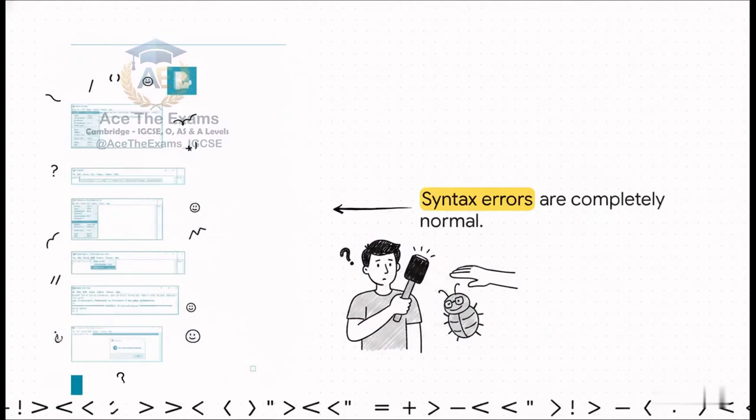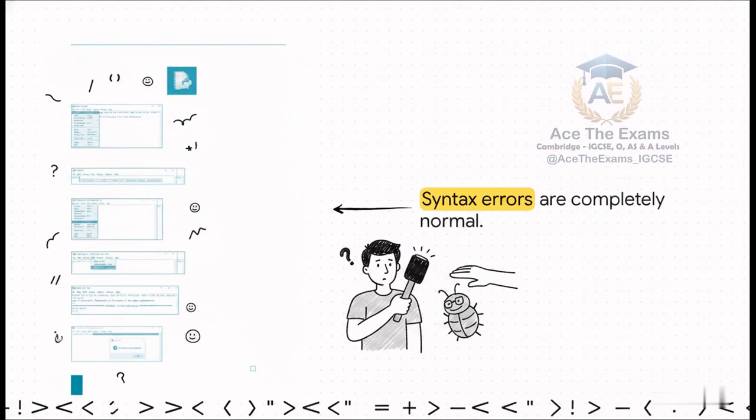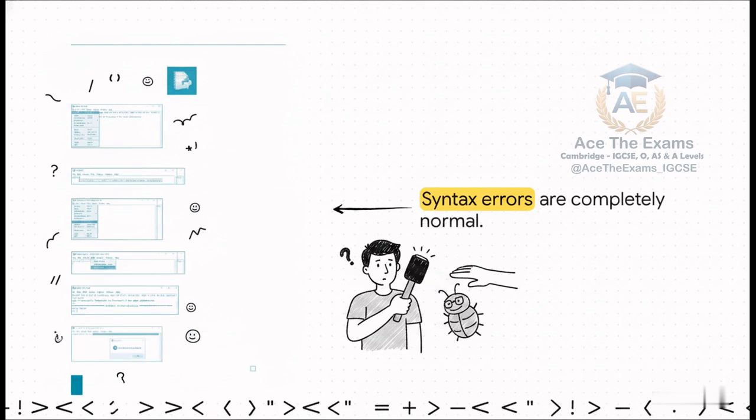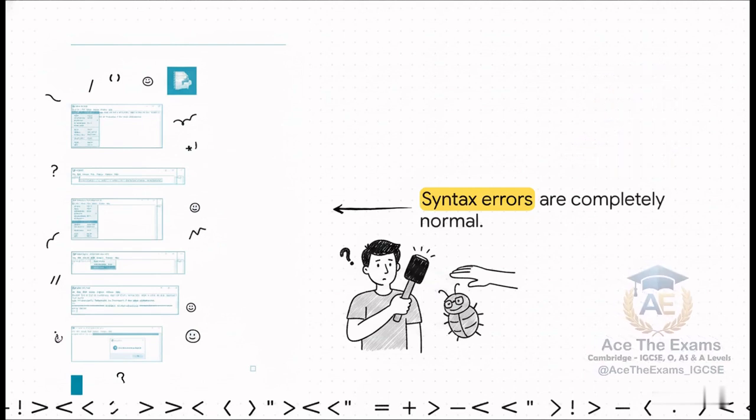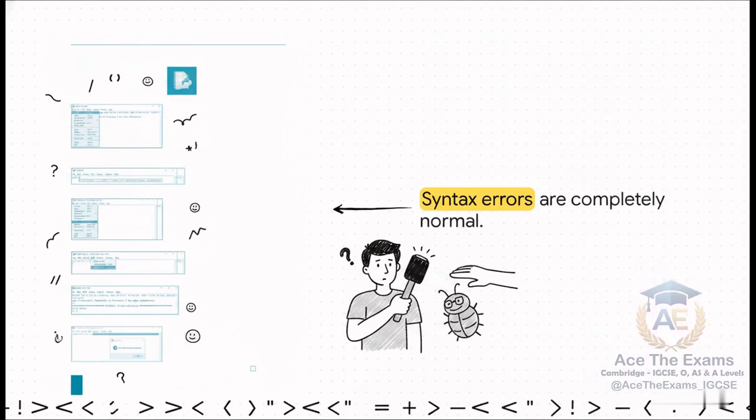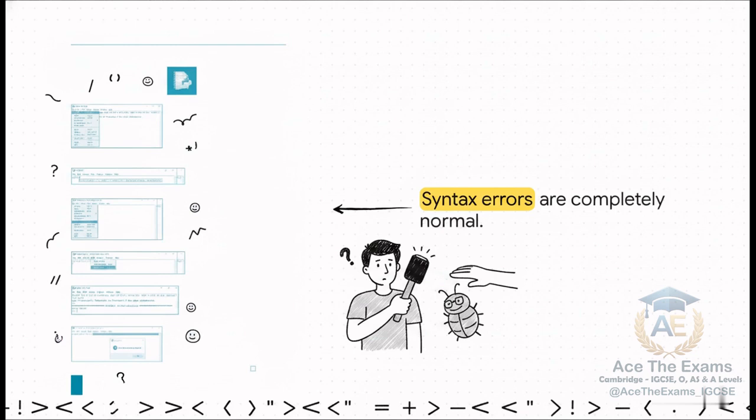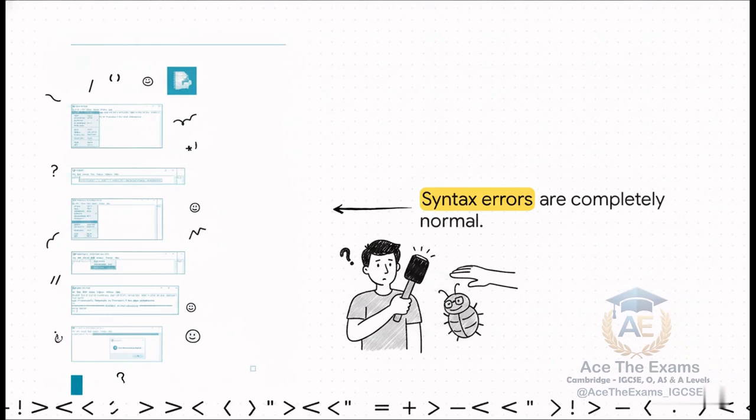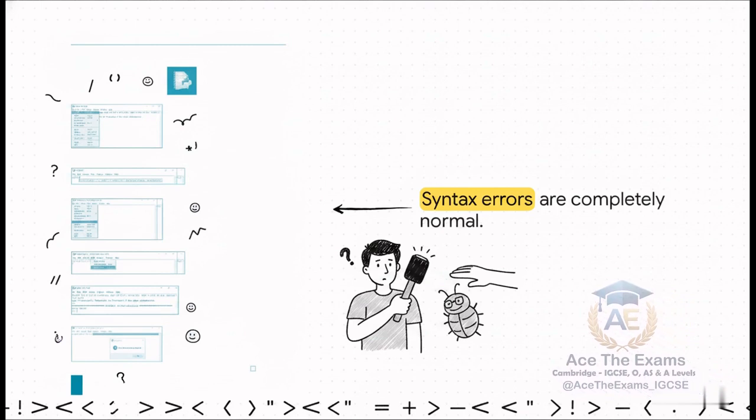But wait, what if it doesn't work? What if you hit F5 and a big red error pops up? The most crucial thing to remember here is do not panic. If you see an error like EOL, which simply stands for end of line, you probably just forgot a closing quotation mark. It's no big deal. Think about it. When you are building a physical structure, you might occasionally hit your thumb with a hammer. In programming, you'll misspell a command or forget a bracket. Syntax errors are a completely normal, everyday part of the process.